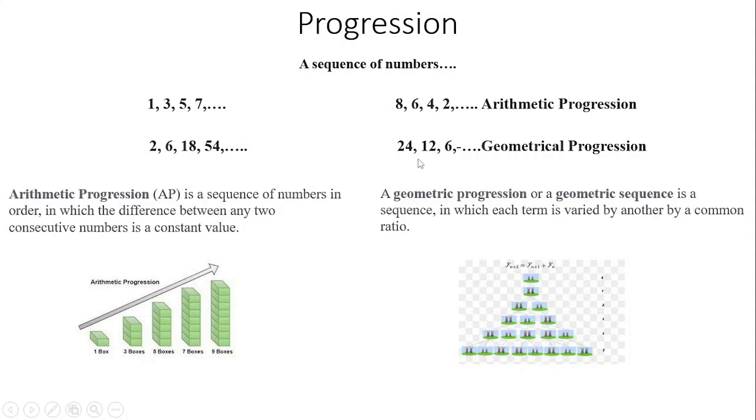Likewise, geometrical progression also has decremental values. Here you see that 24 is the initial number, 12 is the consecutive number, and 6 is the next consecutive number. What is the ratio? 24, 12, 6, the same as previous. 12 divided by 24 is equal to 1 by 2. 6 by 12 is equal to 1 by 2. Likewise, the common ratio is available. This kind of progression is called geometrical progression.